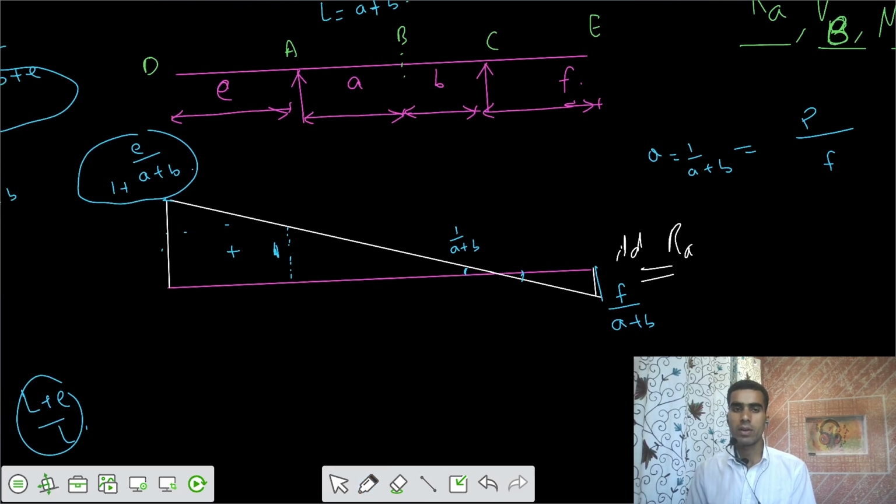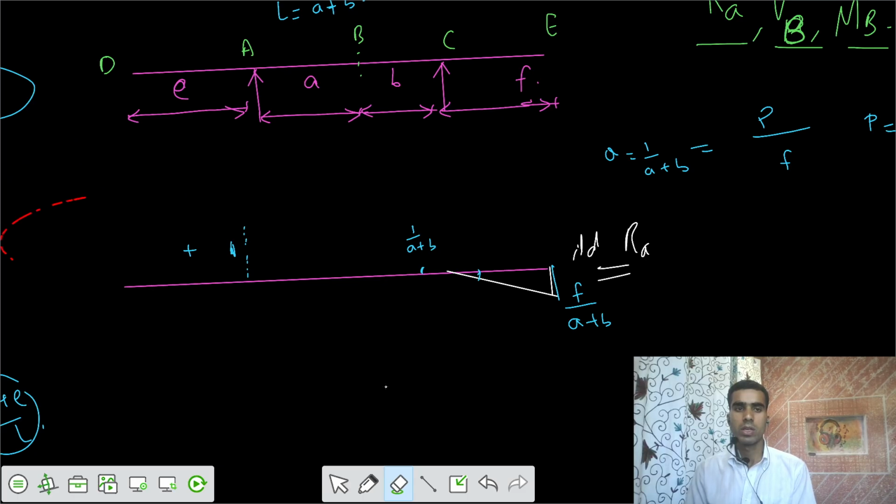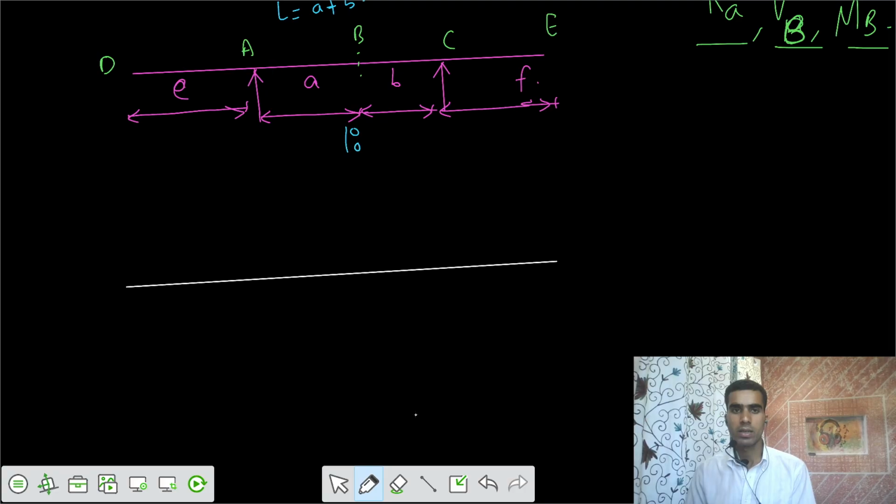Now we need to get the shear at B. Let's remove this part now. We need to get the shear force at B, the ILD for shear force at B. For that, what do you have to apply? A slider. You have to apply a slider here.